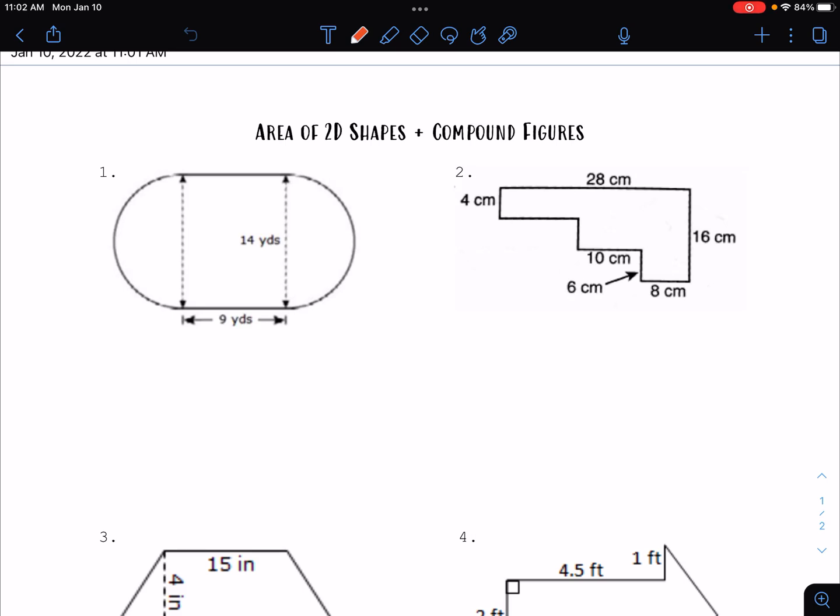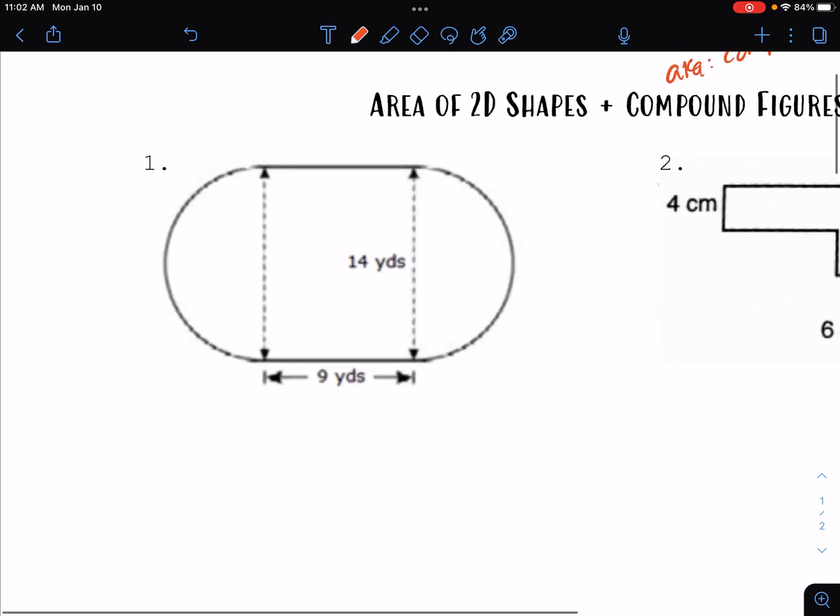Okay, let's look at the area of compound or composite figures. I'm going to write a note. Composite means that it's a shape made of several or parts of other shapes. Okay, so for number 1, we have what shapes?